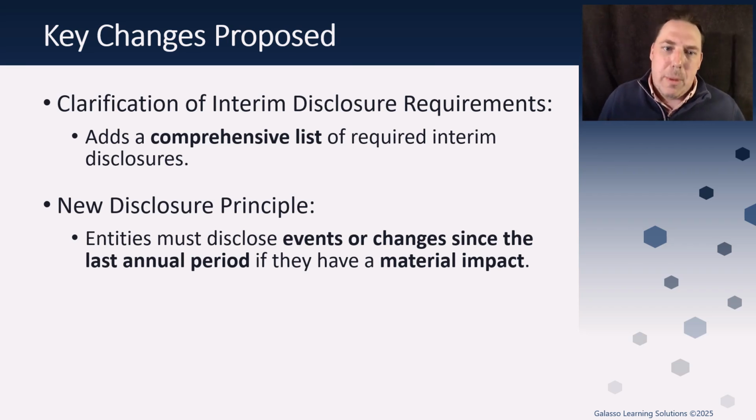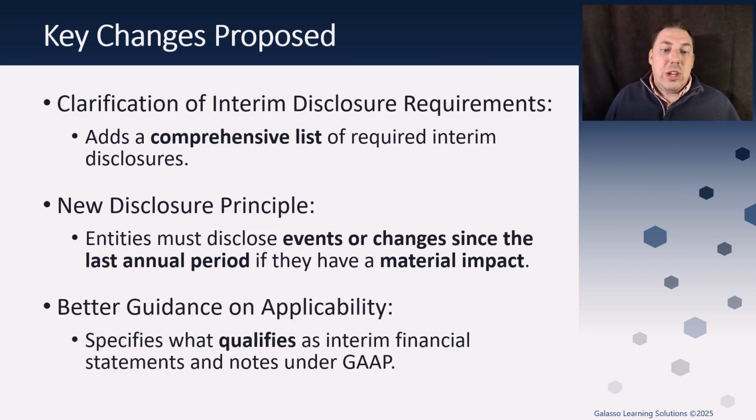Third change here is better guidance on applicability. This ties back to our previous who's affected slide. Again, not all financials necessarily meet the criteria for using guidance in ASU 270 or these disclosures. Again, our single statements, sections of not-for-profit reporting. This new proposal is meant to specify those types of exceptions.